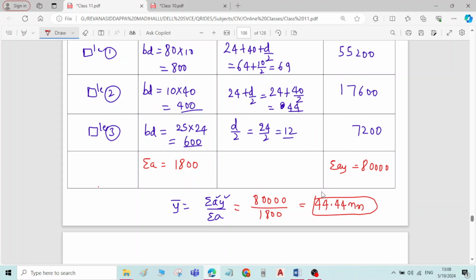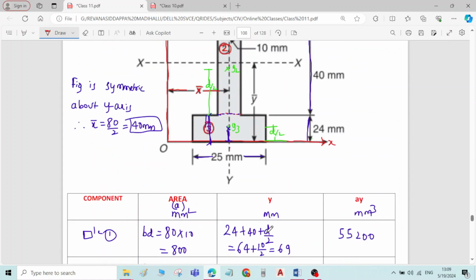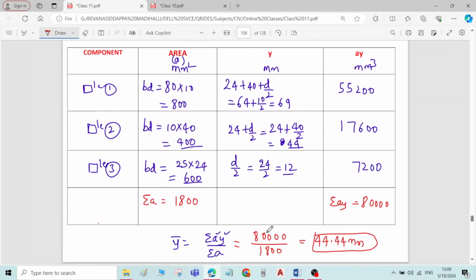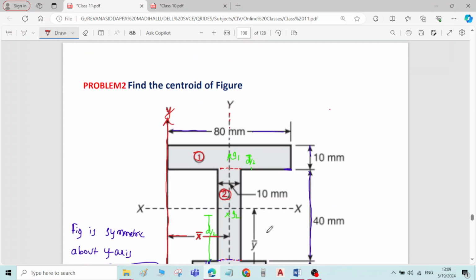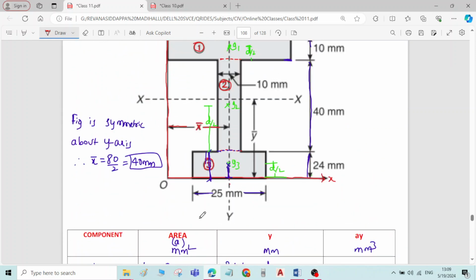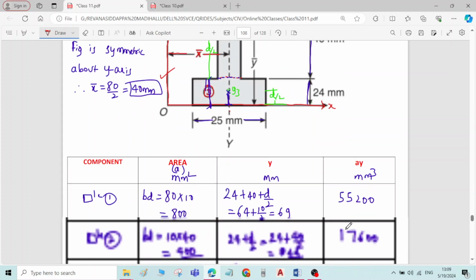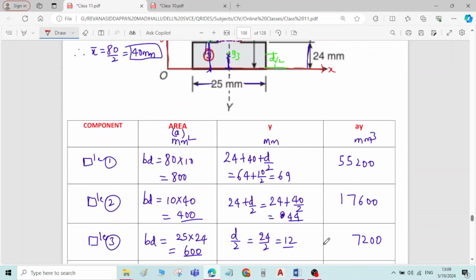So I request you to solve the problem. Don't simply listen to the class, listen to the video. You have to solve parallelly so that you will understand it perfectly. Do the calculations and cross check the answers. Definitely you will become perfect in solving the problems on centroid. So this completes the problem. x bar is equal to 40 mm and y bar is equal to 44.44 mm. Thank you.